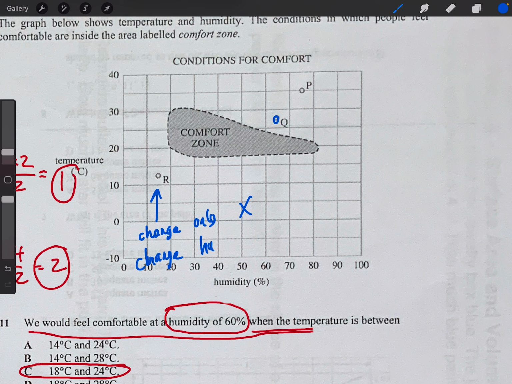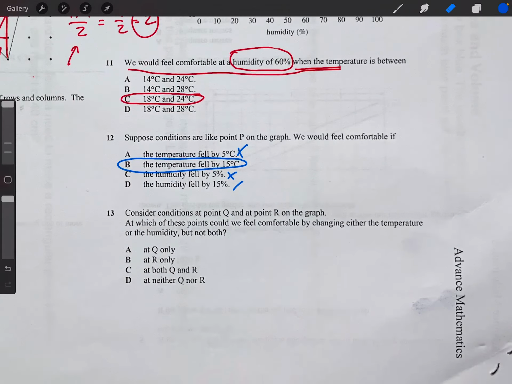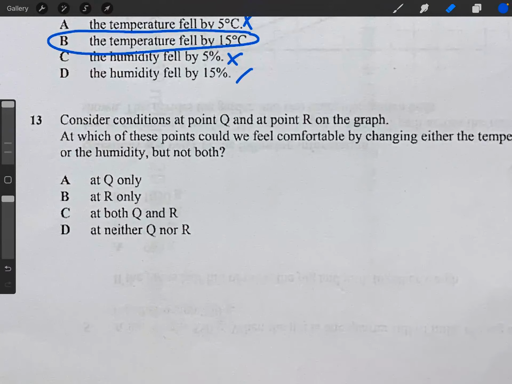If you change humidity only, it still won't be good enough. You can't change both temperature and humidity to get to the comfort zone. That's what it's saying. So therefore, at point R, you cannot get comfortable by changing only one thing.